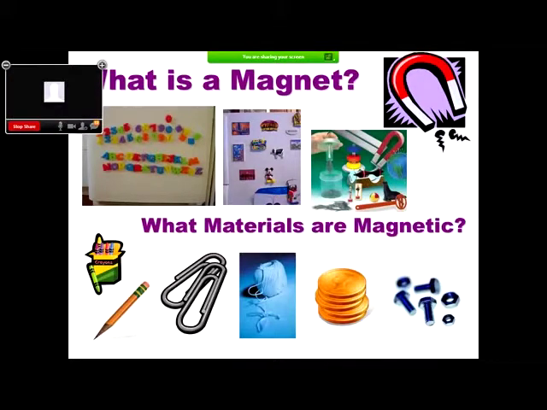Okay, thank you, Andy. So what you'll see on the screen, Phyllis, is I've just got a slide that says what is a magnet, what materials are magnetic, and then there's some pictures of various materials.